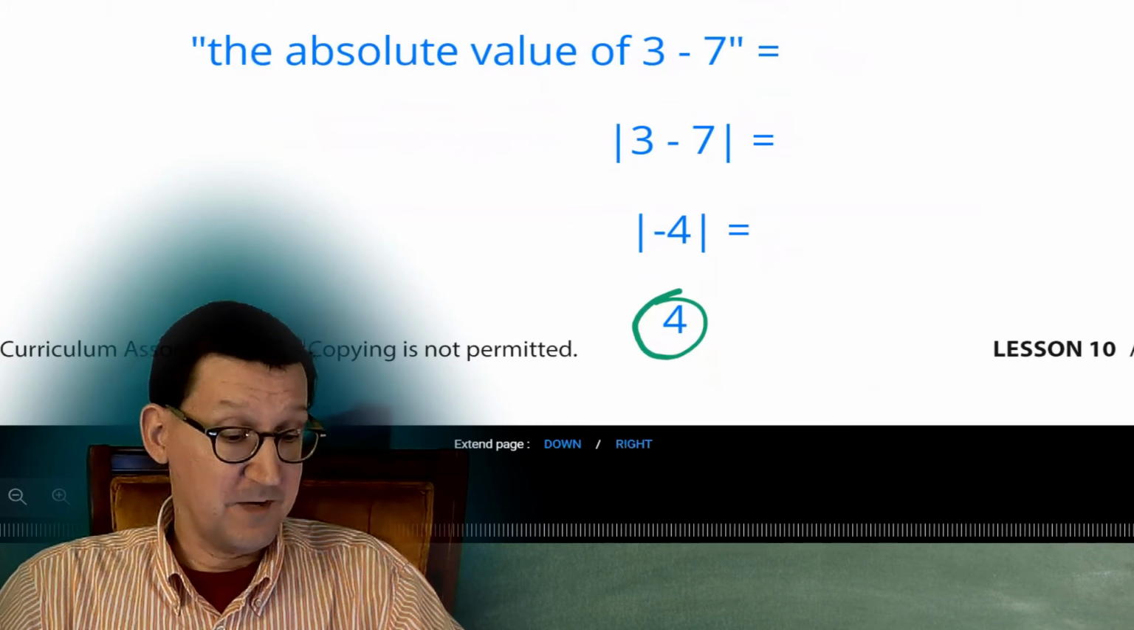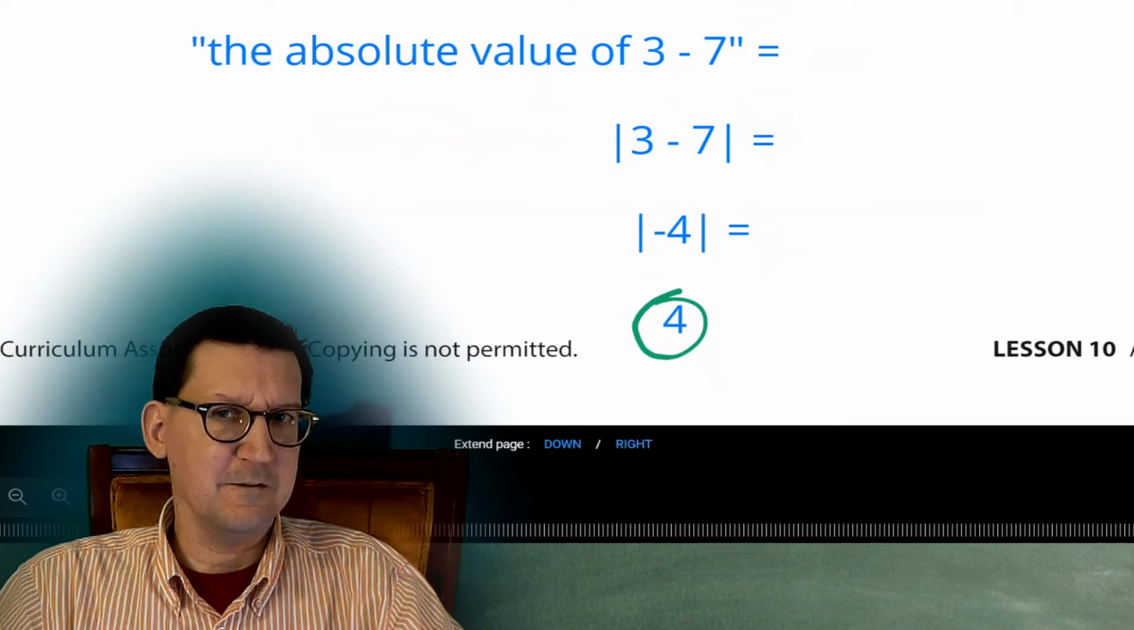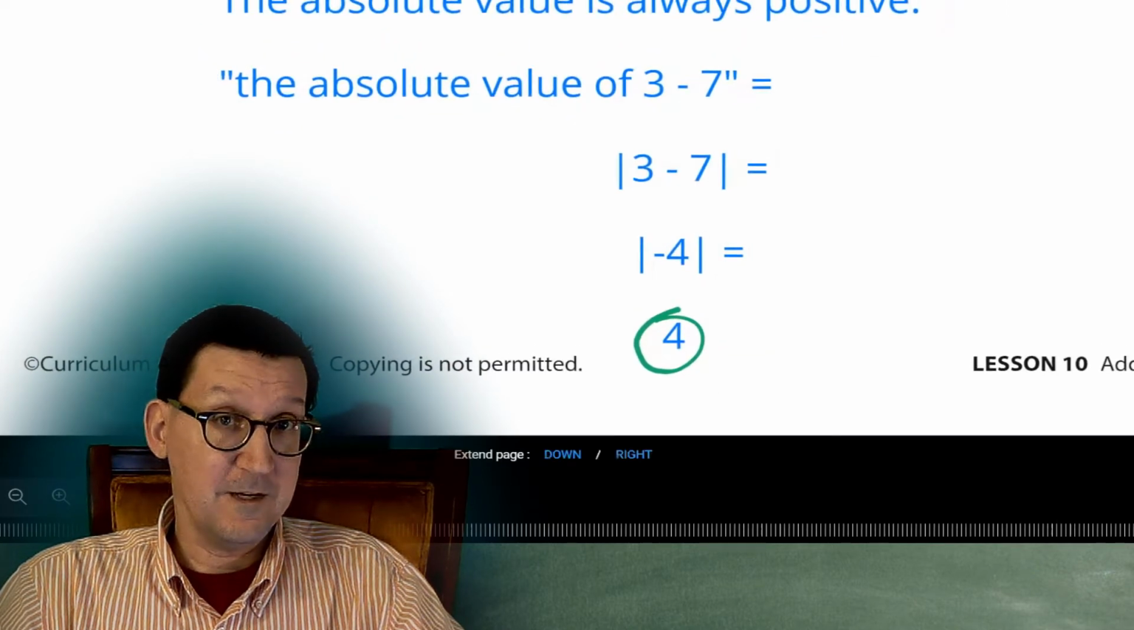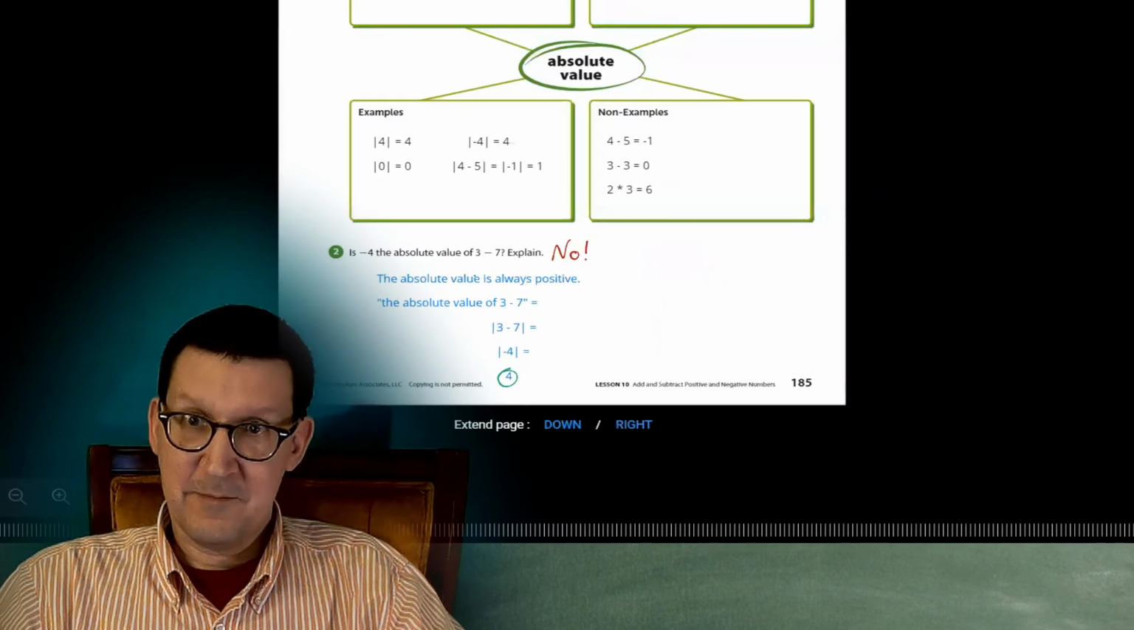So the absolute value is always positive. So negative 4 would not be the absolute value. Positive 4 would be the absolute value. Let's roll on page 186.